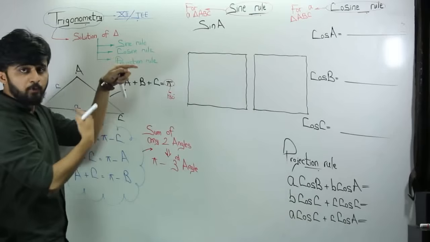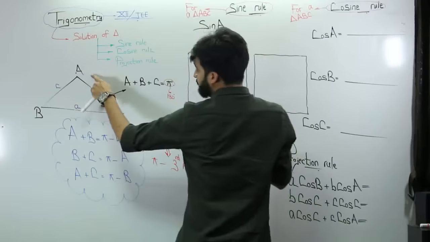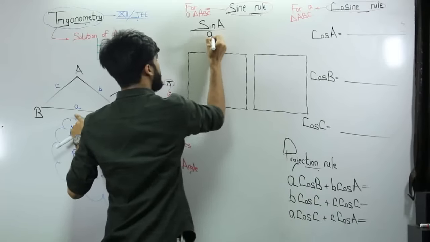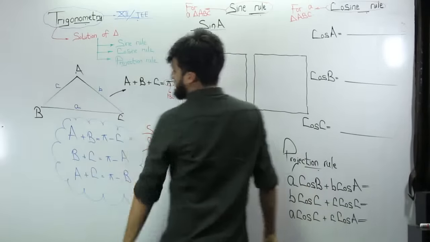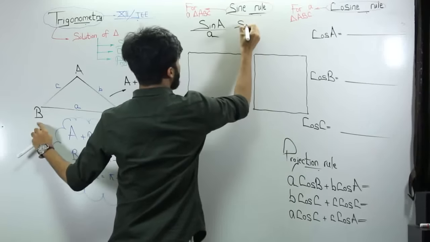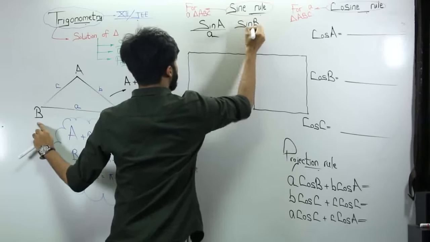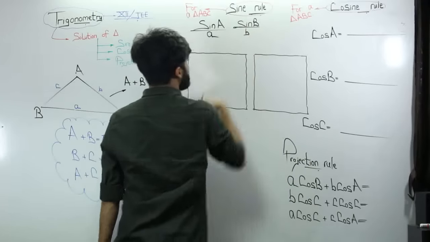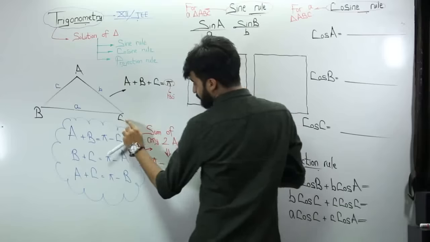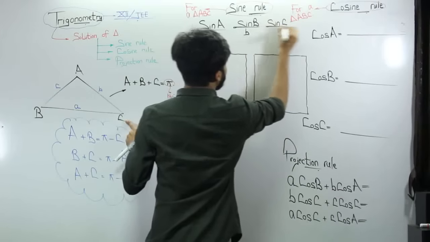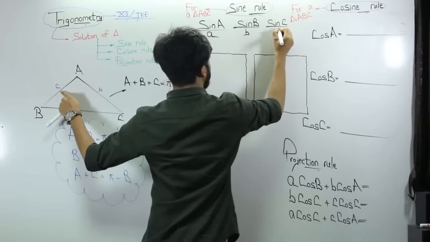I divide by the opposite side, as if I write sine of A upon a. The same thing I can do for angle B also. I will write sine of B, divide by the opposite side, as if it is b. Same thing I can do for C also. You write sine of C, divide by the opposite side, as if c.